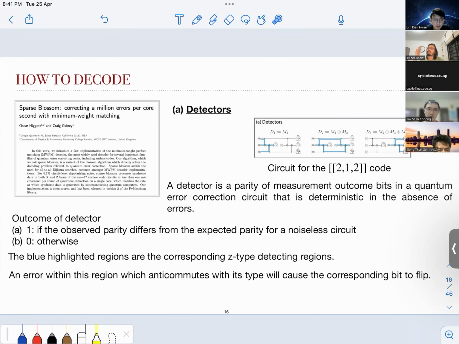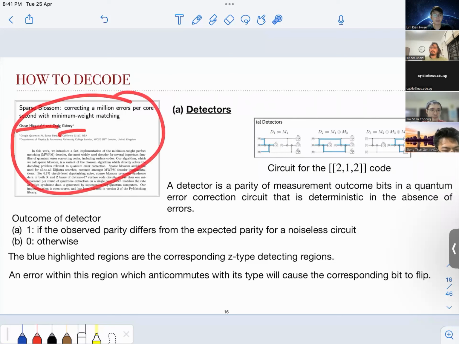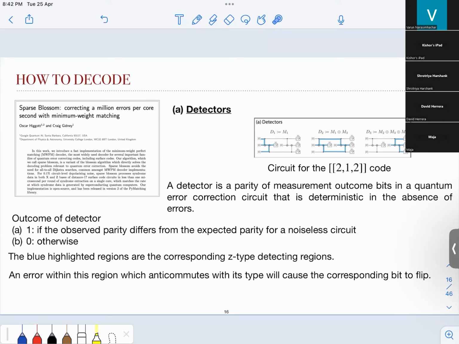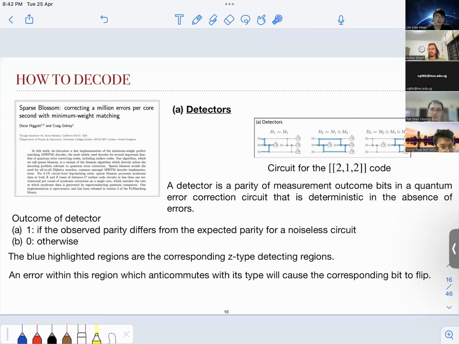We will take an explicit scenario. I think about two weeks ago, this paper came out, Sparse Blossom by Higgott and Gidney. I have taken some content from this paper, and I will discuss it here. There are a few objects that you need to take into account, which people normally talk about, at least in this paper: detectors, logicals, error mechanisms and so on.